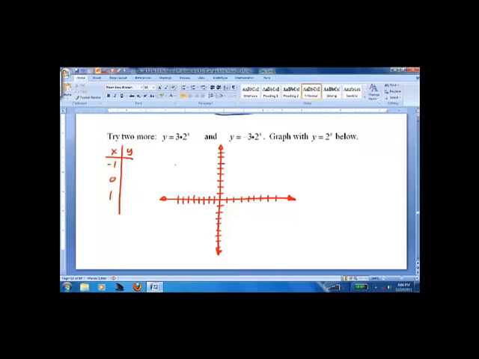-1, 0, 1. 2 to the negative first is 1/2. 3 over 2 is 3/2. 2 to the 0 is 1, so we get 3. 2 to the 1 is 2, we get 6. So at -1, we're here. At 0, we're here. And at 1, we're 6 here.